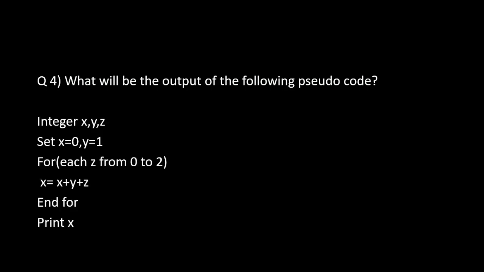So here we see the next question is, what will be the output of the following pseudocode? So we'll see the code first. Here the code is, we have integer variables x, y, z. Then we are setting the values of x and y. And here we can see the loop, a for loop, where z goes from 0 to 2, and then we have to do the calculations. At last we have to return the value of x.